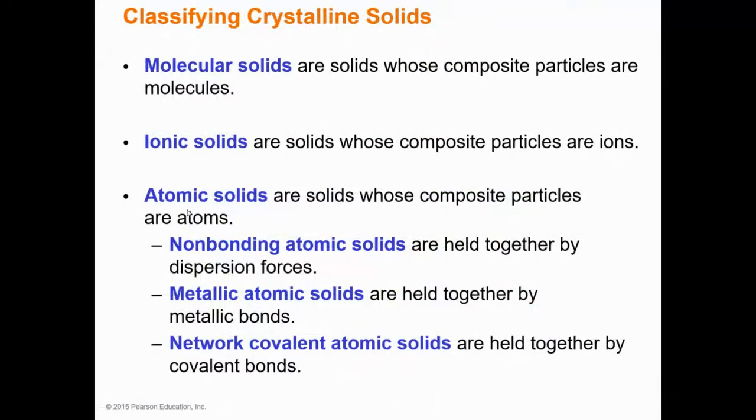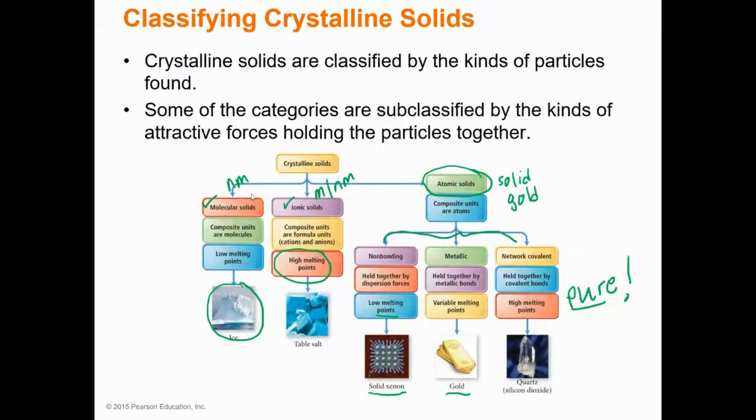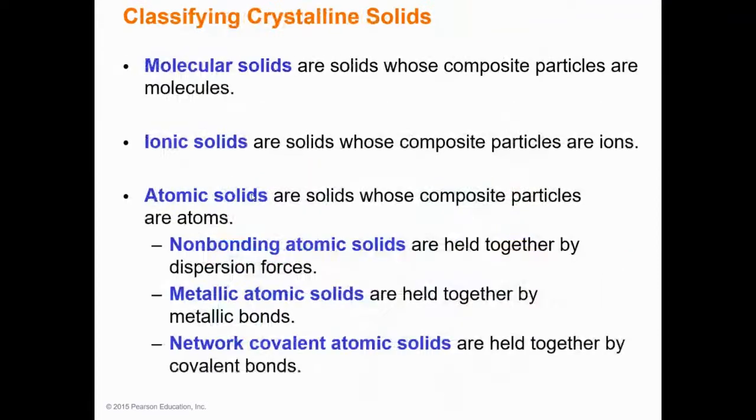Okay, so this is just summarizing that chart you just saw. You have the molecular solids, the ionic solids, the atomic solids. I'm not going to go through this again because I just went through that chart. This is just in words what the flow chart was. I like this flow chart better because you can better see the separation and how their structures work.